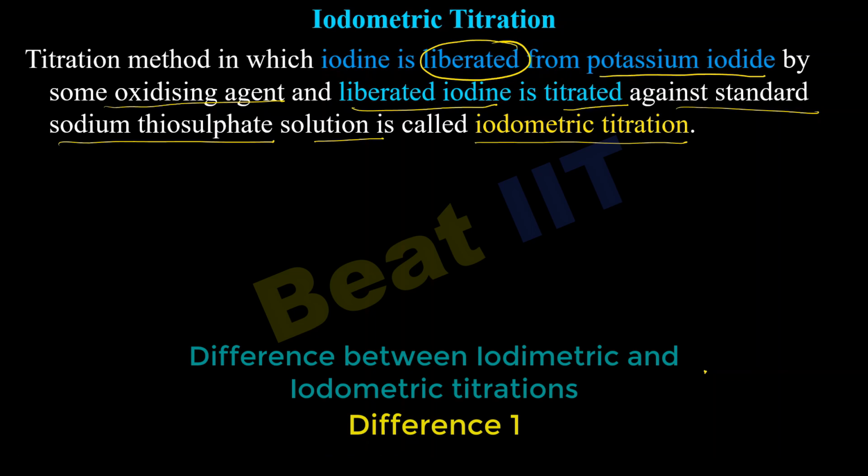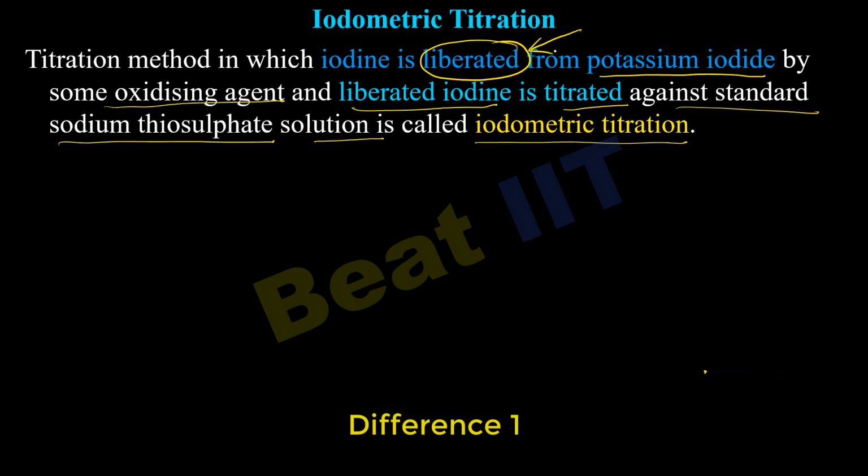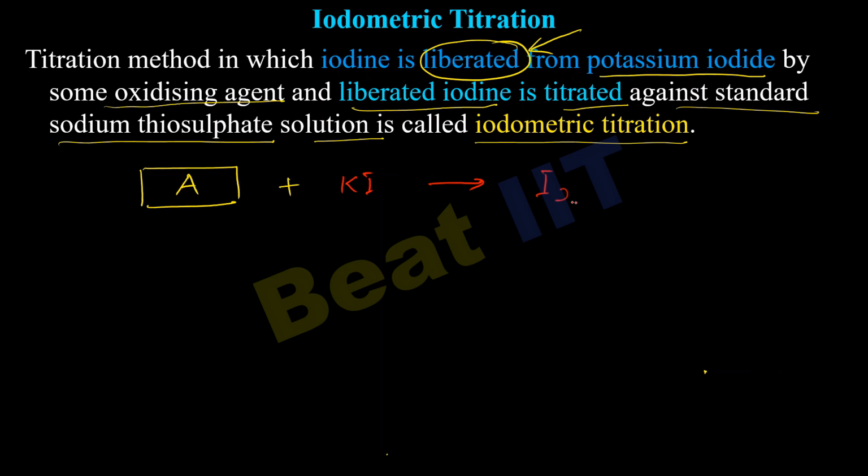The first one is we don't have iodine here. Iodine is released within the reaction, and the reaction is with that substance whose concentration is to be calculated. So understand it. Suppose we have a substance A, we have to calculate the concentration of A. What we do? We get it reacted with KI and we get iodine liberated here.